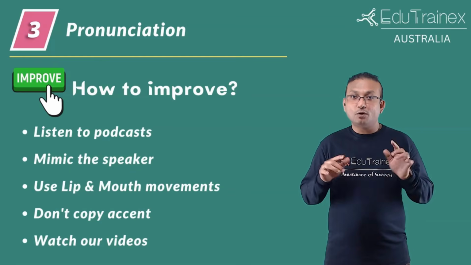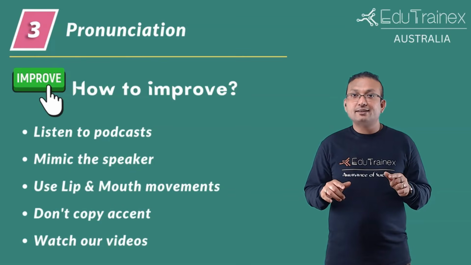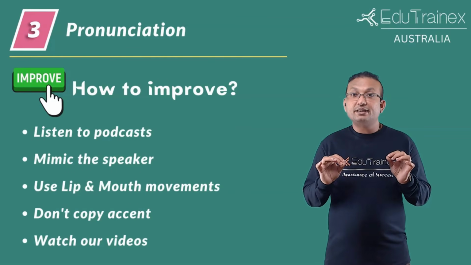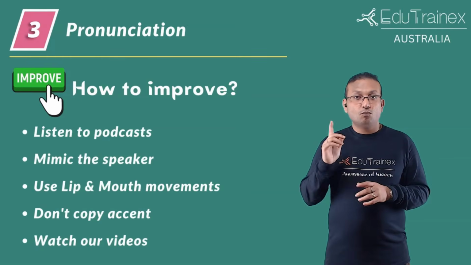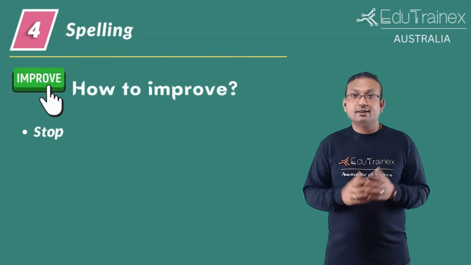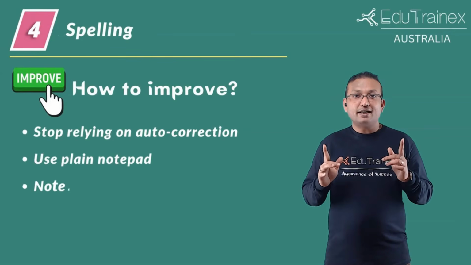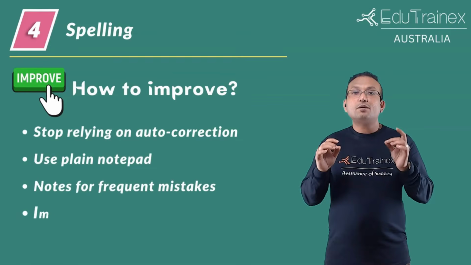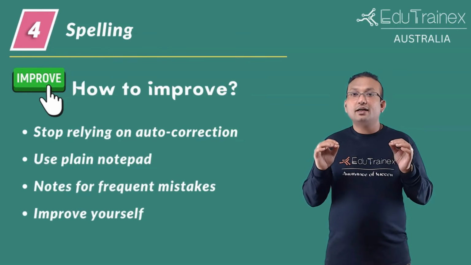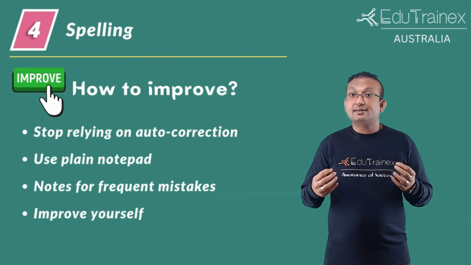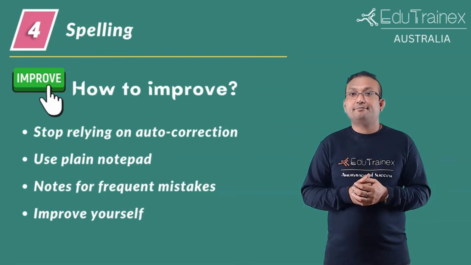Again, watch our video on PTE speaking for non-native speakers, which is specifically designed for the people from the Indian subcontinent. It highlights the problems faced by the non-native speakers in the real PTE test. Very informative video. Next is the spelling. To improve your spelling, first of all, stop relying on the auto-correction facilities provided in Microsoft Word, Outlook, and so on. Use plain notepad if you really need to test yourself how capable you are with spellings, and then try to improve yourself there.